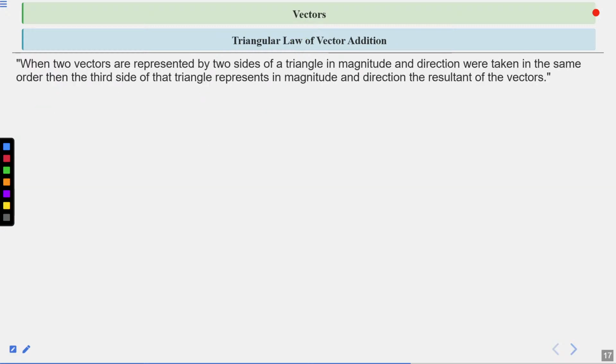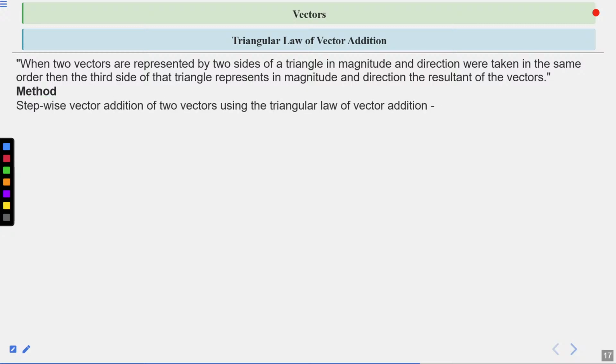Triangle law of vector addition. When two vectors are represented by two sides of a triangle in magnitude and direction, taken in the same order, then the third side of the triangle represents in magnitude and direction the resultant of the vectors. So here we will learn the triangle method of vector addition step by step.